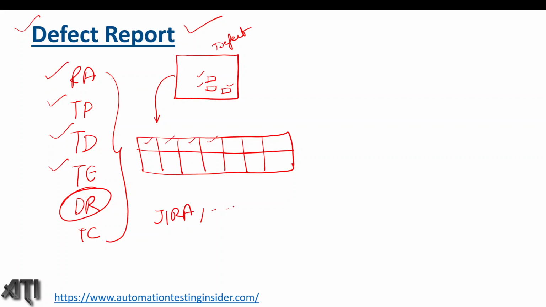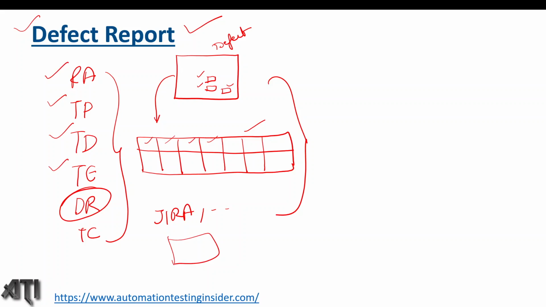Like we have Jira, Bugzilla, PR tracking. So we have various tools available in the market using which we are going to assign the defect to the development team. So this complete process is called defect reporting, and this template is called defect report template. And we have the same fields in bug tracking tool as well.